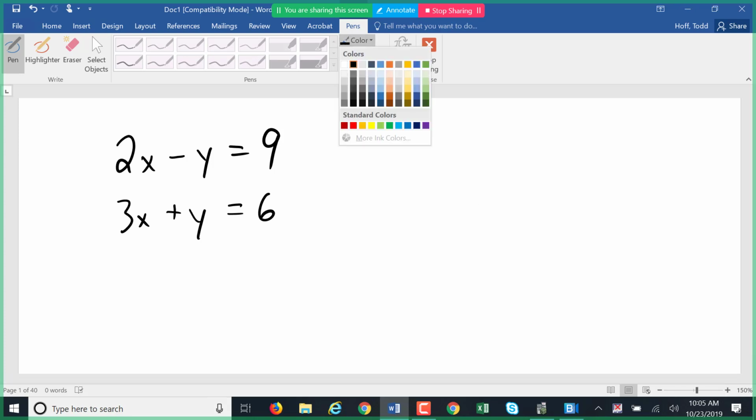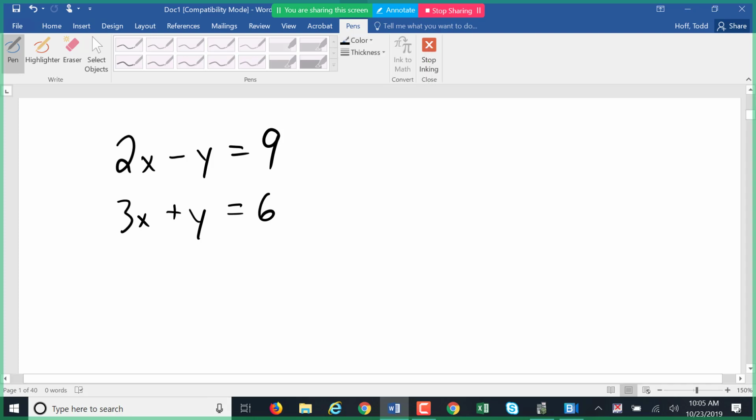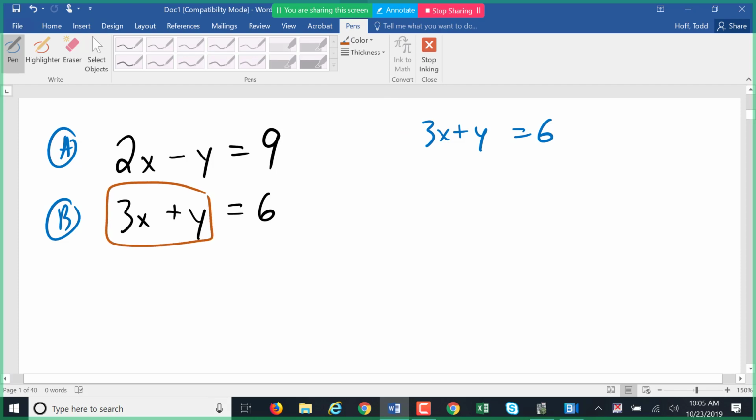I'm not going to solve one of the equations because they have two variables. But I do know this equation B tells me that 3x plus y is equivalent to 6. So what that means is I can take the first equation and I can subtract 3x plus y from one side, or add 3x plus y to the one side if I want to, and I can add or subtract 6 to the other side, as long as I do the same to both.